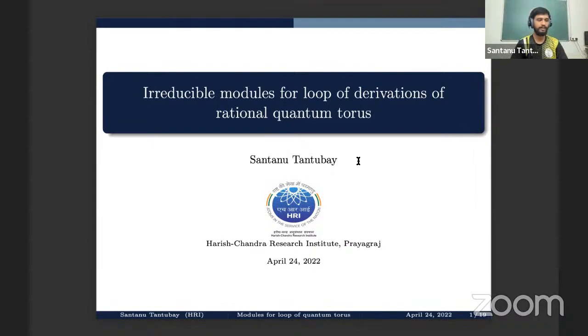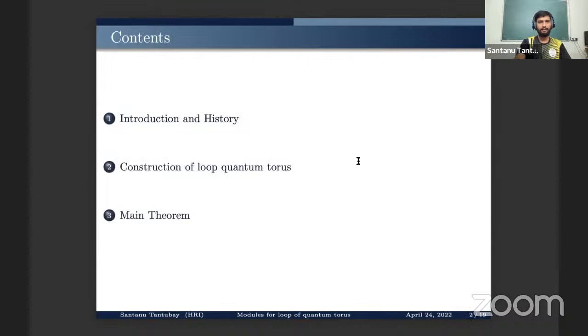Yes. Okay. So first of all, I'd like to thank the organizers of this conference for giving me this opportunity to present my paper. The title of the talk is Irreducible Modules for Loop of Derivations of Rational Quantum Torus. And the content is this. First we'll give some basic introduction and history about rational quantum torus. Then we'll construct a loop of quantum torus, and then we'll state our main theorem, and later we'll try to sketch the proof of the theorem.